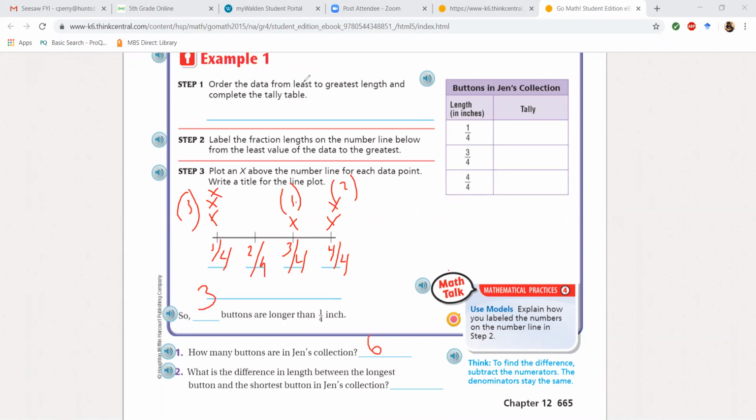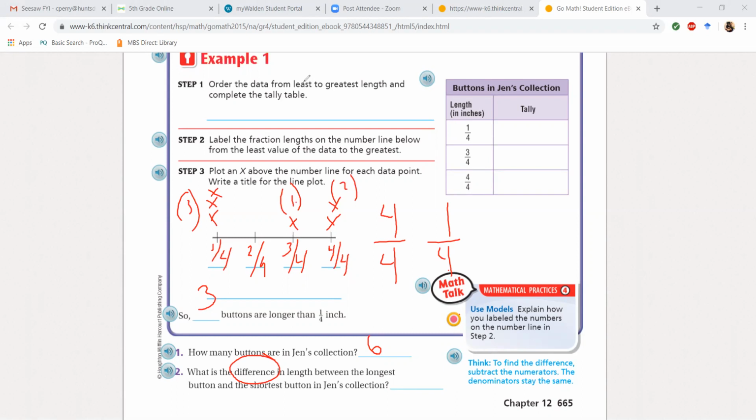Okay, question number 2. What is the difference in length between the longest button and the shortest button? The difference in length between the longest button and the shortest button in Jen's collection. We know the longest button is 4/4, and the shortest button is 1/4. There's a key word in here that tells us the operation. The key word is difference. So let's think. Difference means to what?